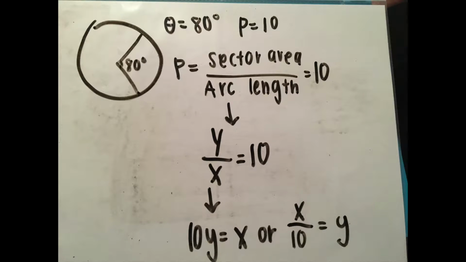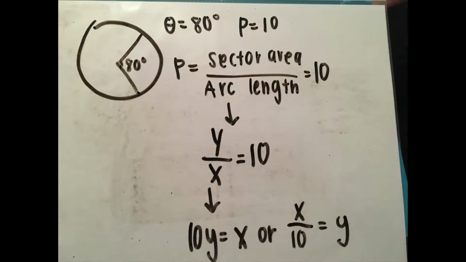For this problem, I decided that I wanted my angle measure to be 80 degrees and my p-value to equal 10. What the p-value essentially is, is the sector area divided by the arc length. So in this situation, the sector area divided by the arc length is going to be 10.